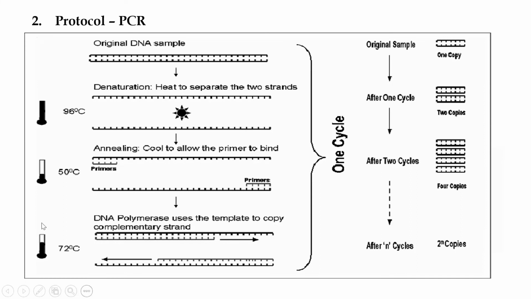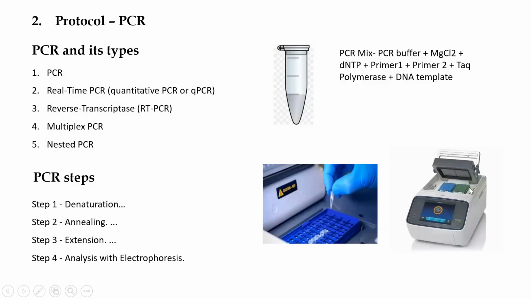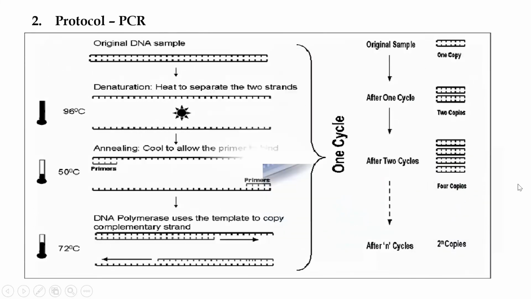And then is the extension step. That means a suitable temperature for Taq polymerase to add the nucleotides and extend this strand. So in this way, from one DNA, two DNAs are made. And the number of cycles you keep, that also you have to feed in this machine. Those many copies of the DNA you will get.